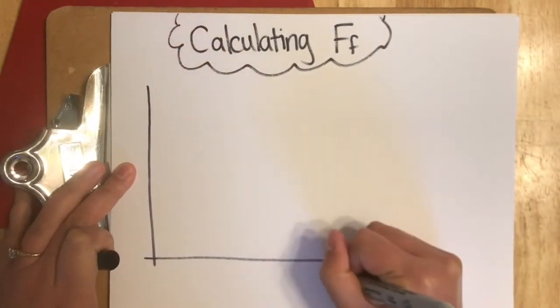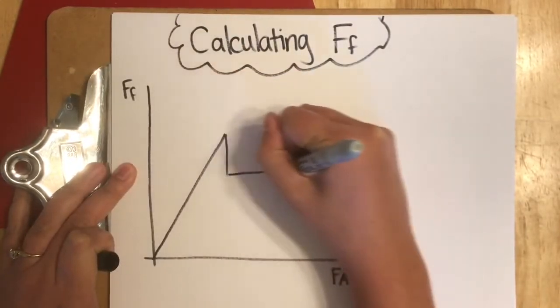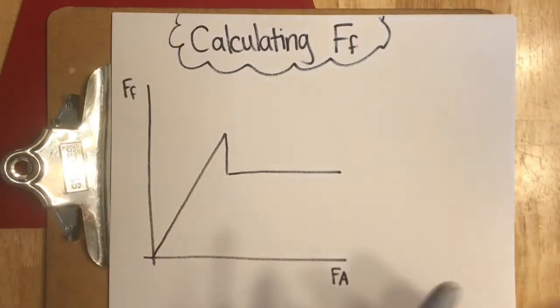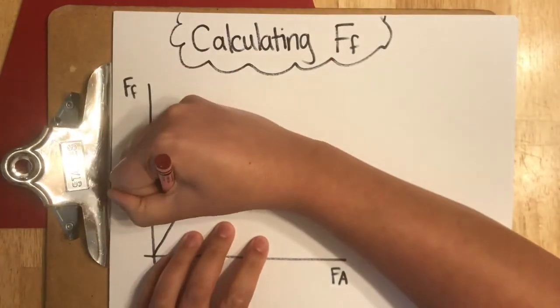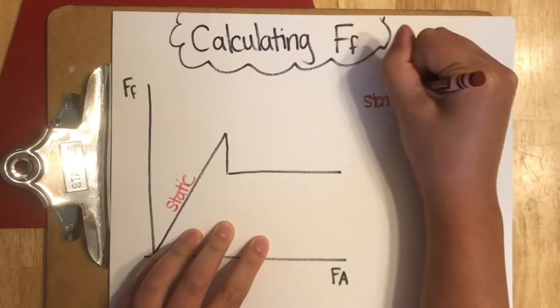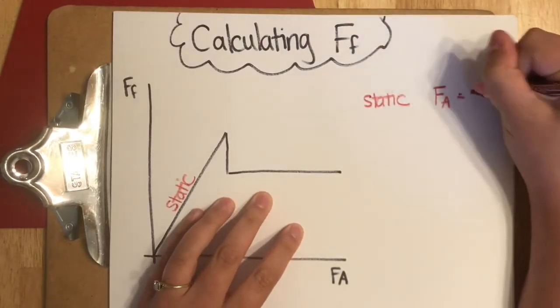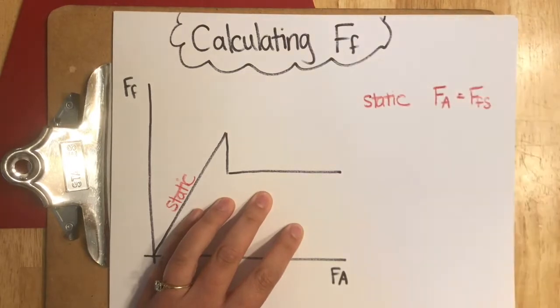Now, as you recall from last Wednesday's video, we used an applied force versus friction force graph and got three distinct regions. The static region, in which the friction force was always equal to the applied force, and this was because this was at static equilibrium.